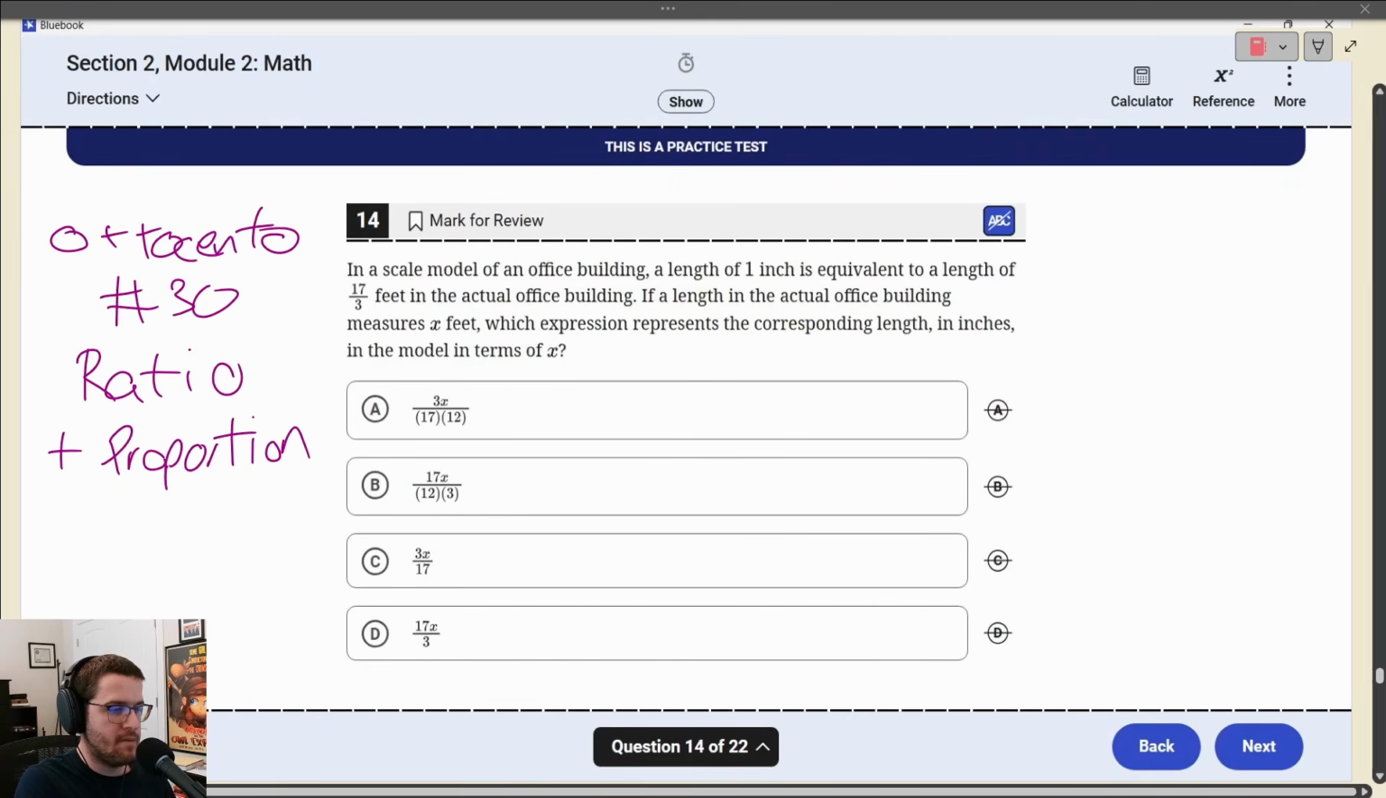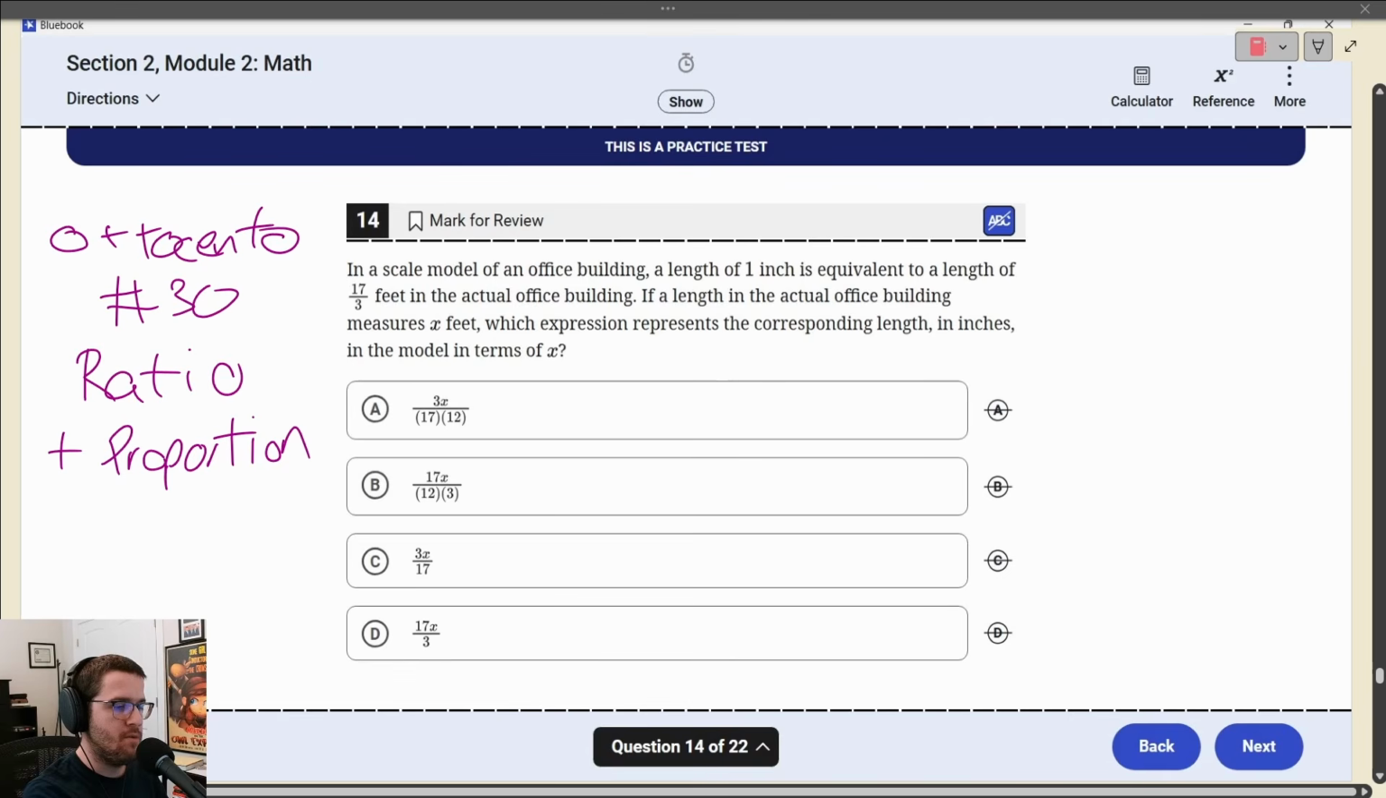Okay, question 14. I go over this in great detail in my Ottocento number 30 on ratio plus proportion. Please, if you haven't already, go watch that. Practice with the free worksheet. It'll help a lot. Okay, so you can set up the ratio any way you want. You just have to be consistent.